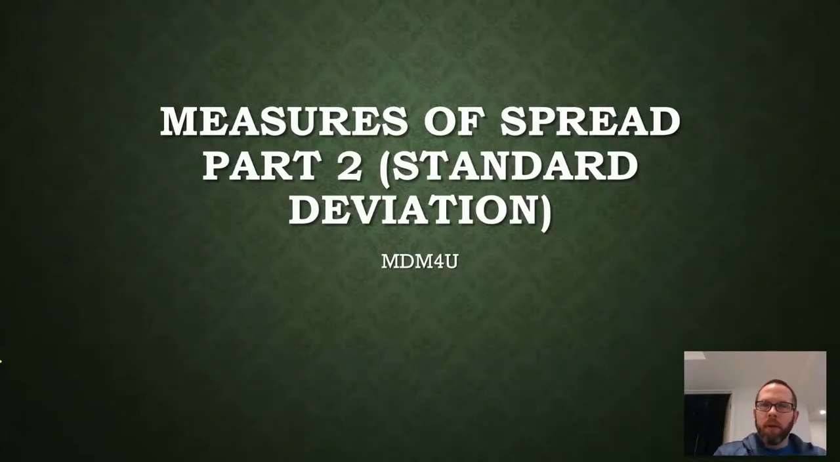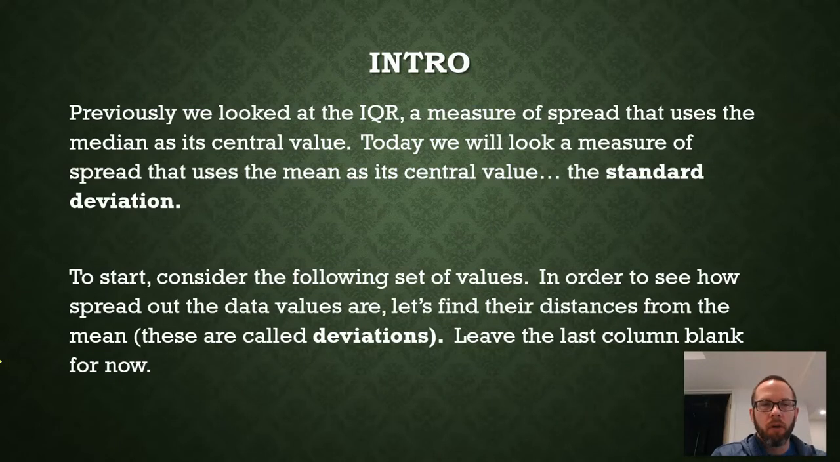Hey everyone, in today's lesson we are learning about another measure of spread called the standard deviation. So let's get started. In our last lesson we looked at the interquartile range, which was a measure of spread that uses the median as its central value. Today we're looking at a measure of spread that uses the mean as its central value, and it's called the standard deviation. And this will be very important for our next unit on continuous probability distributions.